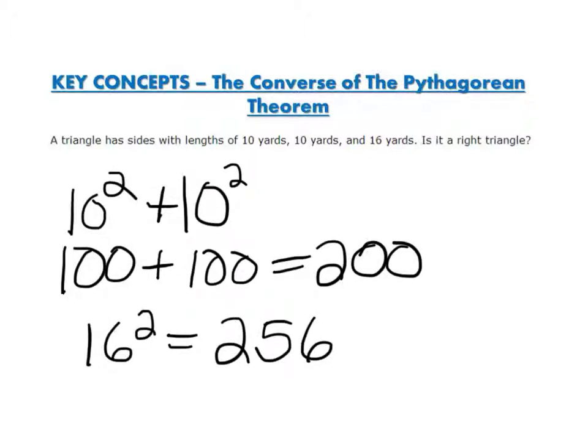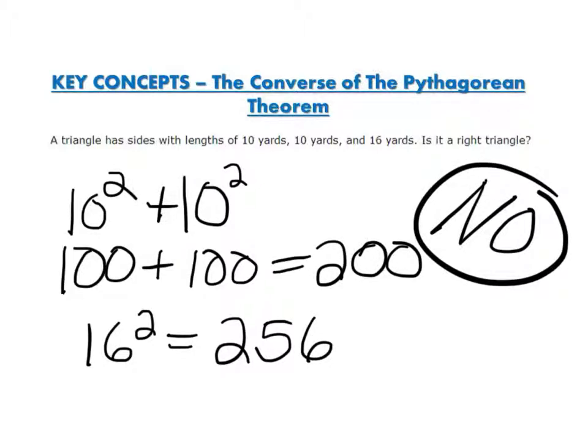Well, 200 does not equal 256, so the answer here is no, this is not a right triangle. If when I added them together and got 200, and that third side that they gave me, when I squared it, equaled 200, then that would be a right triangle. But since 200 does not equal 256, it is not a right triangle.